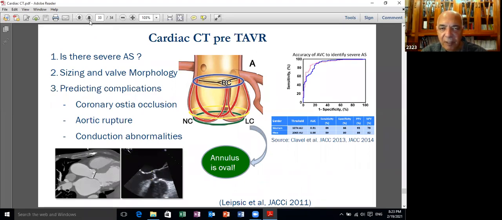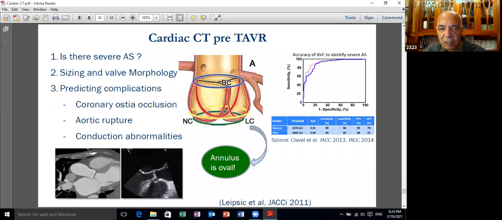The value of CT for TAVR is unmatched, of course. As you see here, this is the area under the curve comparing the severity of stenosis identified by an echocardiogram against the severity of stenosis identified by the degree of calcification. The two curves are almost superimposable.